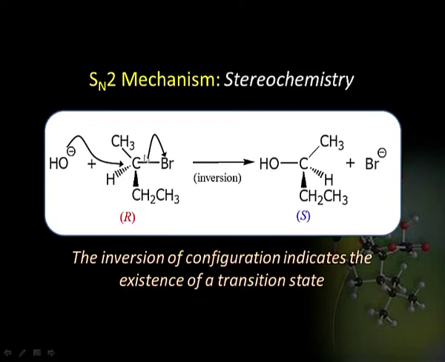If we look at a similar kind of reaction, here again it is a butyl bromide. It is a chiral molecule which has R configuration, and this is getting converted into S configuration after the SN2 reaction. The inversion of configuration indicates the existence of a transition state also.